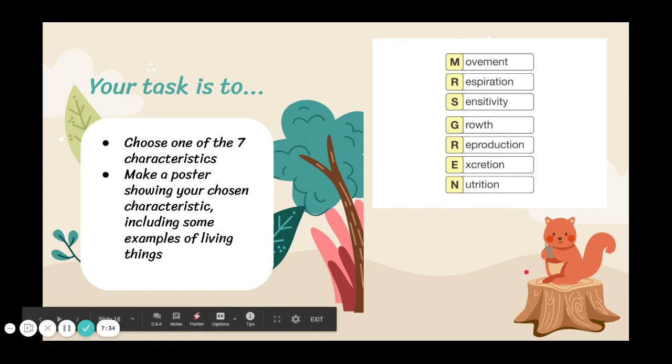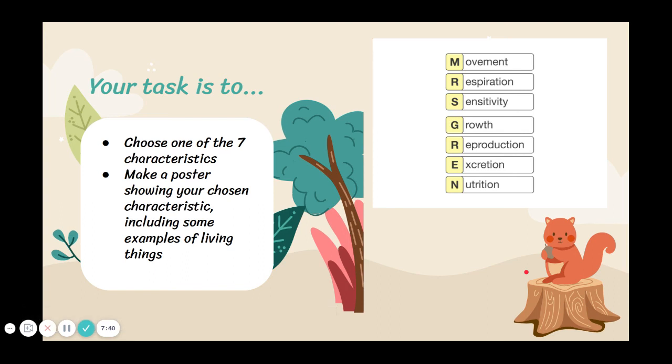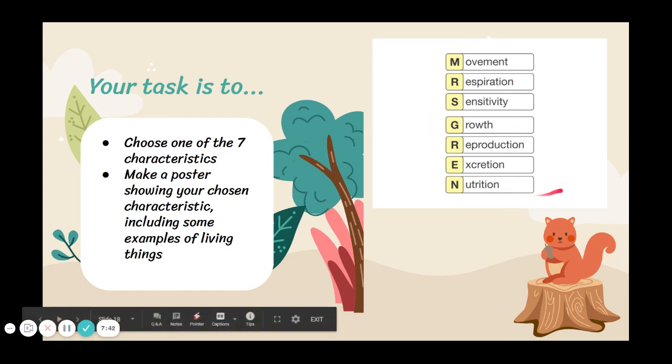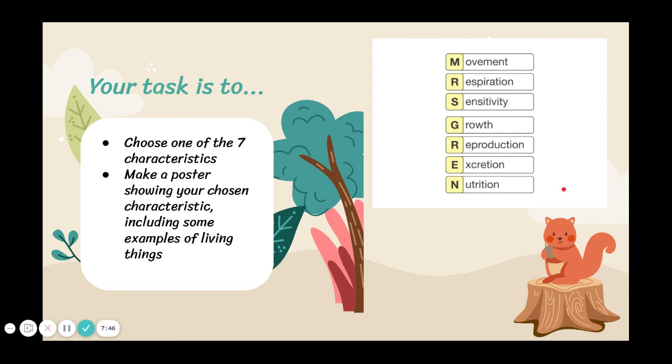So that was a quick introduction to Mrs. Gren and the idea of what things are living. Your job today is to choose one of the 7 characteristics of Mrs. Gren and then make a poster all about that characteristic. I've shown an example of mine. I chose to do growth.